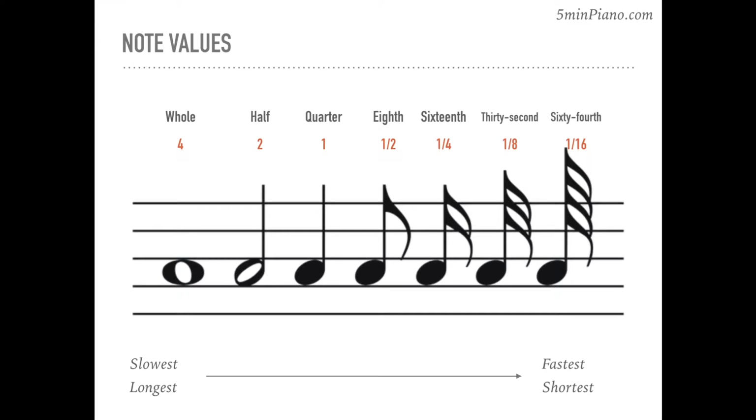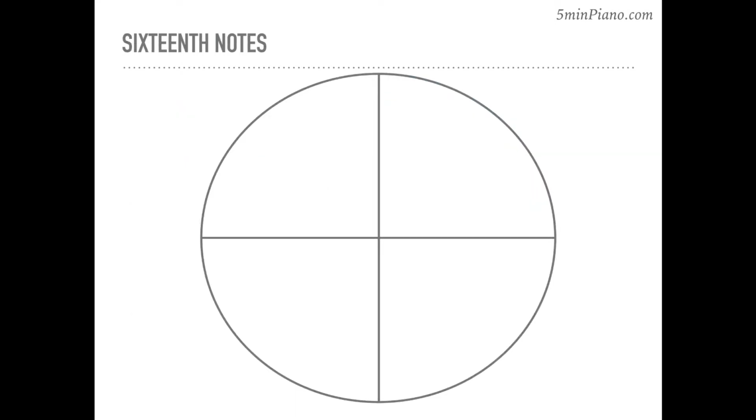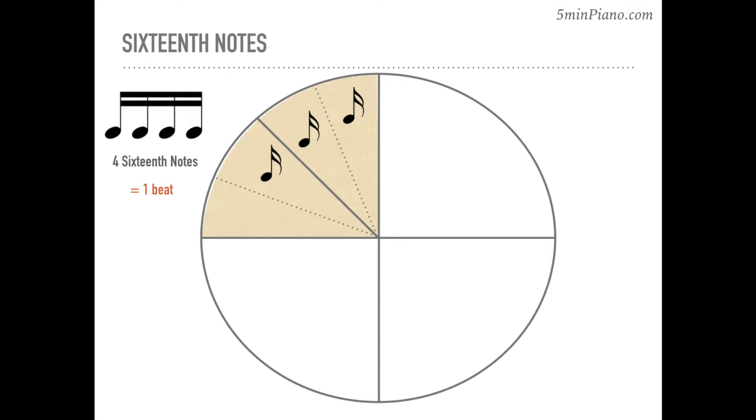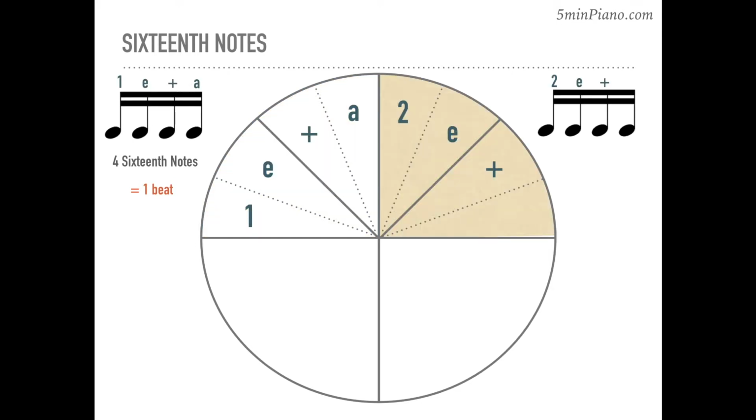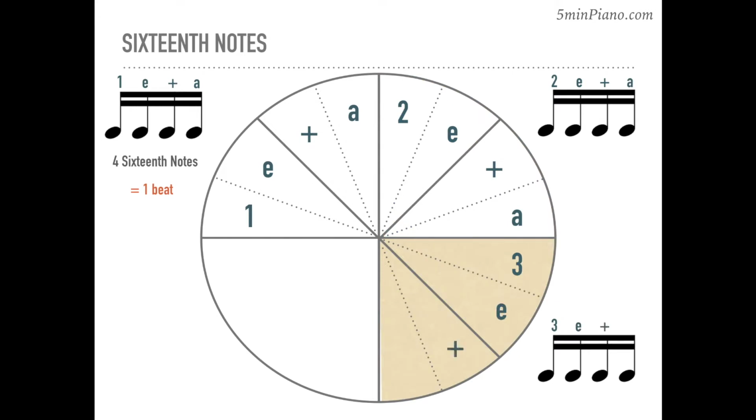If you recall this chart from Level 1 and 2 Rhythm, we focused on the first 4 note values so far. Today, it's all about 16th notes. Our pie chart helped us understand eighth notes, which get half of a beat, and 16th notes each get a quarter of a beat. We count them 1 E and a, 2 E and a, 3 E and a, 4 E and a.